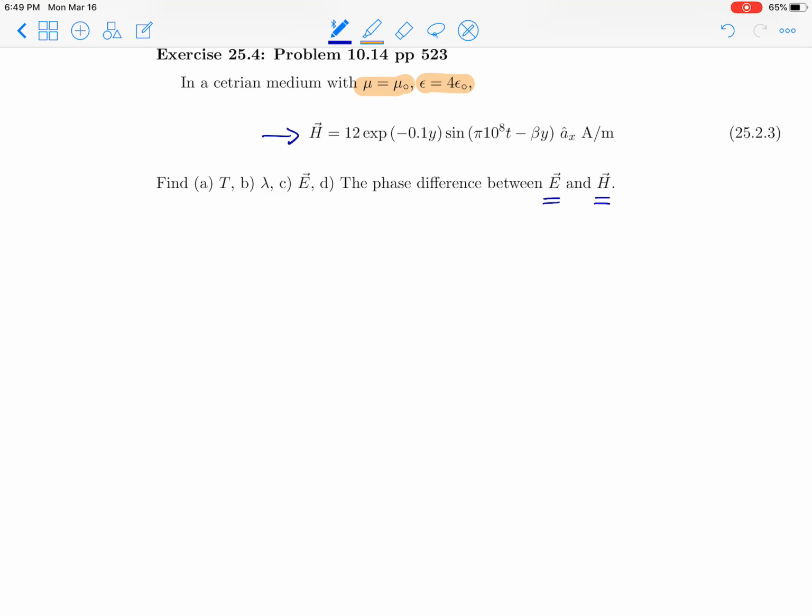So let's start with the first one. Let's find the period. So T is 1 over f, and it's going to be 2 pi divided by omega, 2 pi divided by pi times 10 to the power 8. So the period is 20 nanoseconds.